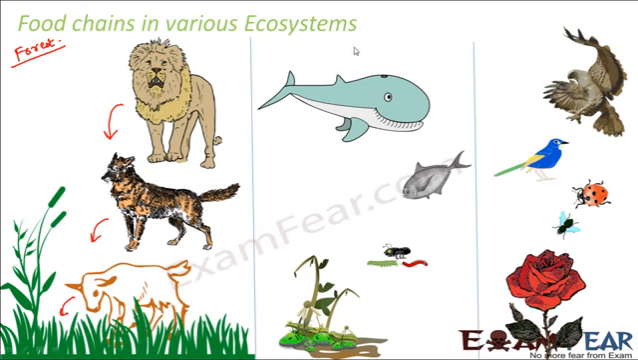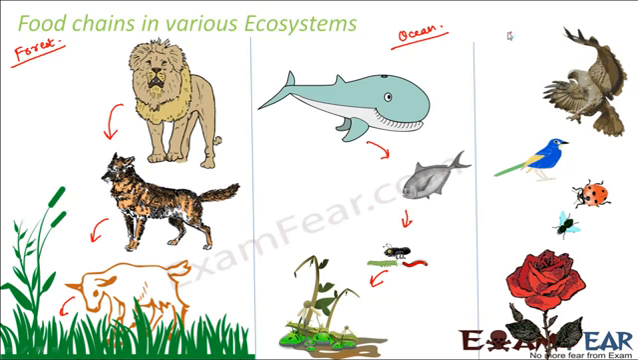If you look at a pond ecosystem or an ocean ecosystem, for example, sea or ocean, whatever you call it. Here you might have the phytoplanktons which act as the producers. These phytoplanktons are eaten up by small insects. These insects are eaten up by the small fishes, and the small fishes in turn are eaten up by the big fishes. So this is a food chain which exists in an aquatic ecosystem.